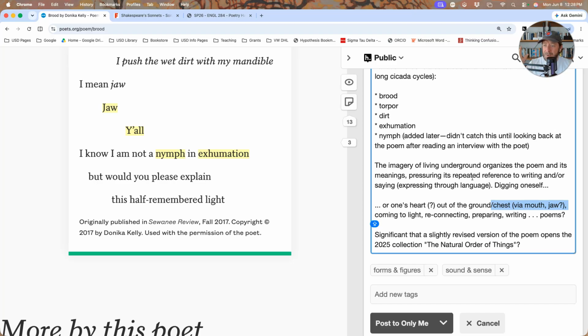What do I know about insect life? But the use of the mouth here is in the speaking, in the reciting, in the poetry making, right? And the coming to life, it's a little unclear if that's a reference to reconnecting through the poetic voice, coming to light as a kind of preparation for the writing of more poems. It's a little unclear, to me at the moment anyway, exactly what to make of it.